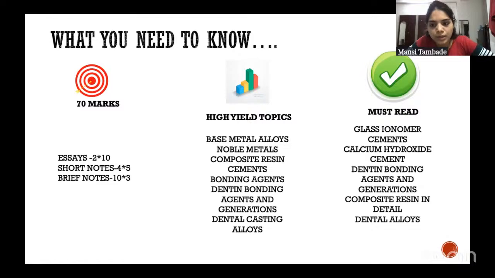Calcium hydroxide cements, this is also one of the very important ones. It is also important in BDS second year. It's also important as you reach the BDS final year internship. It's one of the important cements. You will definitely know why I'm saying this in the coming years.